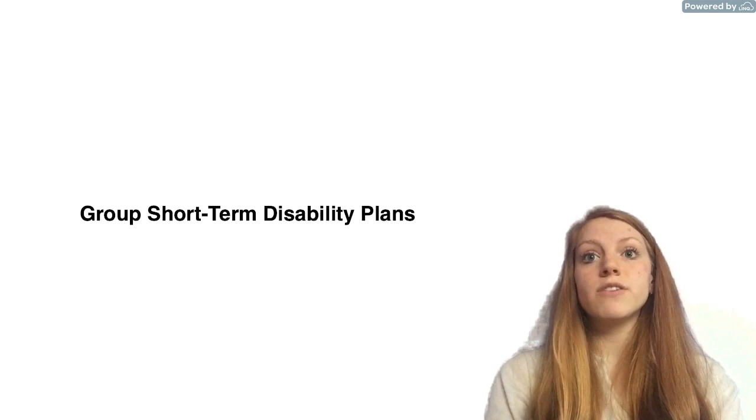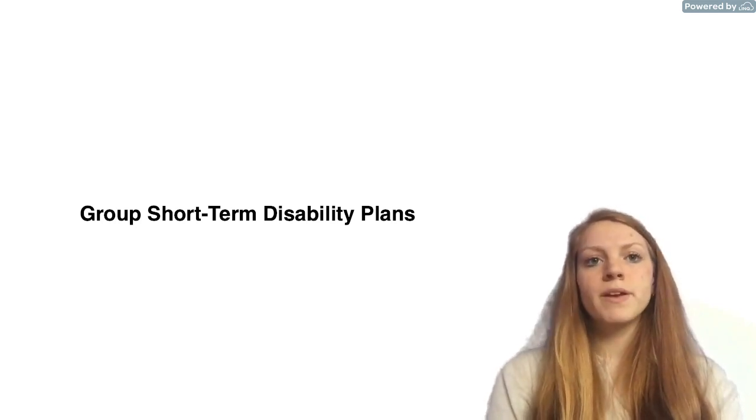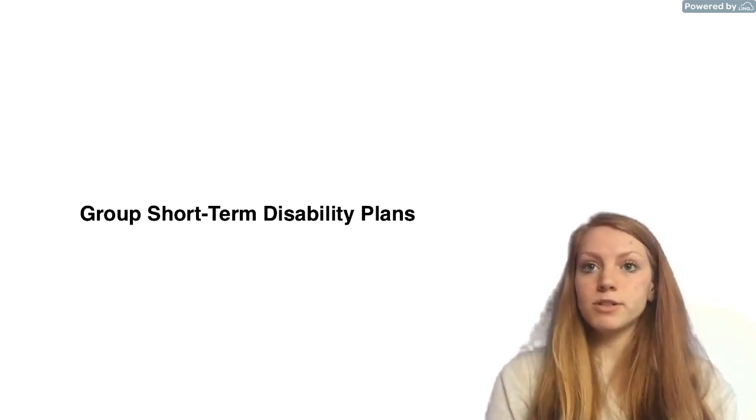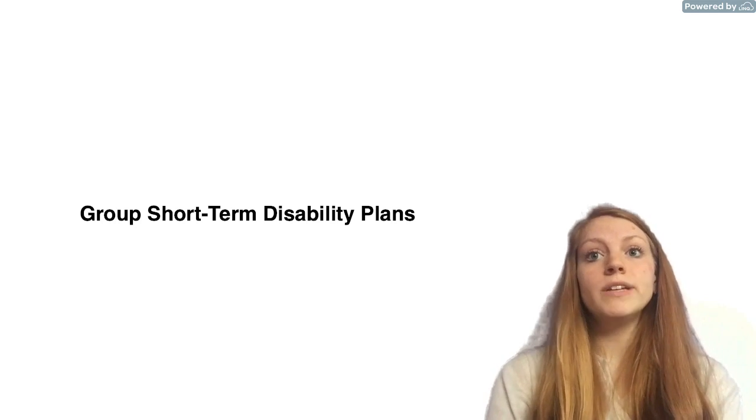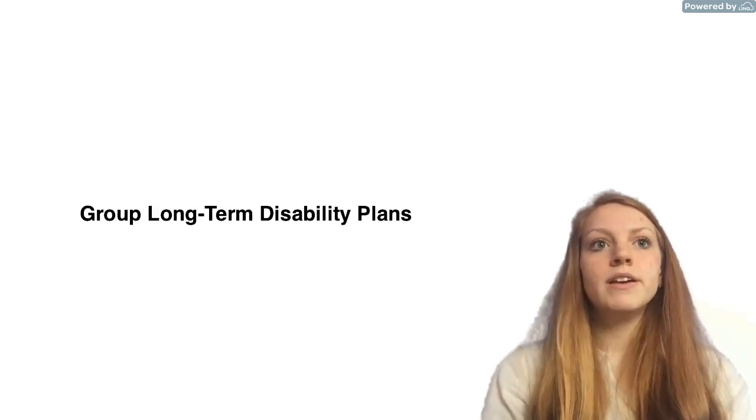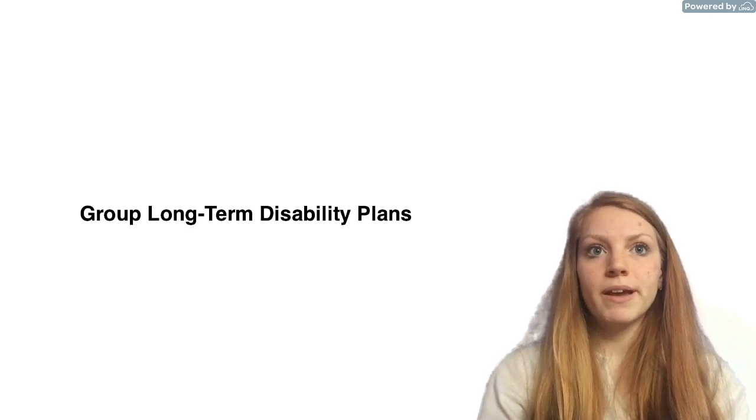Some STD policies require a more stringent definition of disability, especially those that provide coverage for a year or more. Under this definition, the employee will receive benefits only if unable to perform a job for which he or she is qualified by education and training. Generally, group short-term disability policies pay only for non-occupational disability, and workers' compensation benefits cover employees for short-term occupational income loss. Group long-term disability plans.